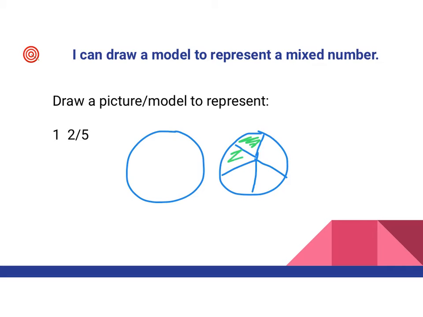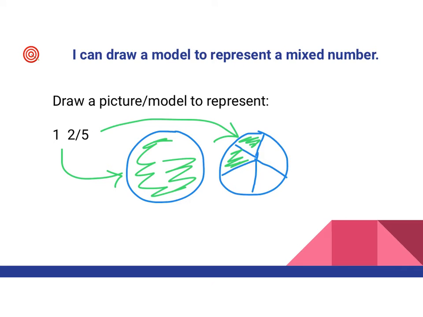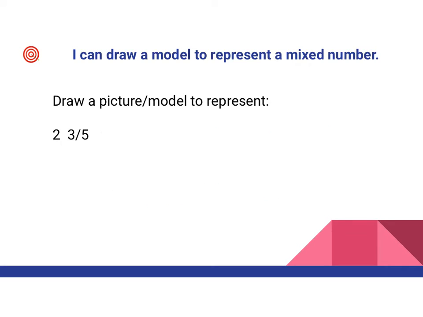1 2/5. So I've got 1 whole and 2/5 of another. How did you show 1 and 2/5? As long as you have one whole object and then 2/5 of another, with that second one being divided into 5 equal parts. How about 2 and 3/5?